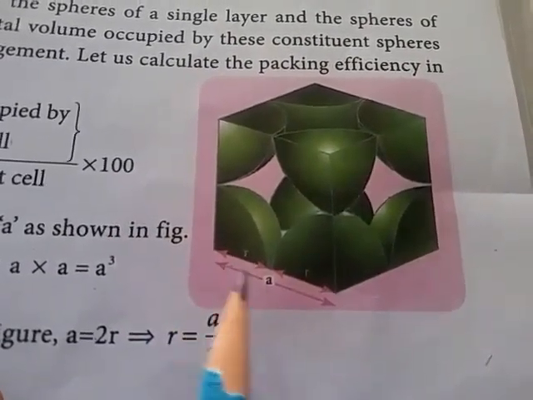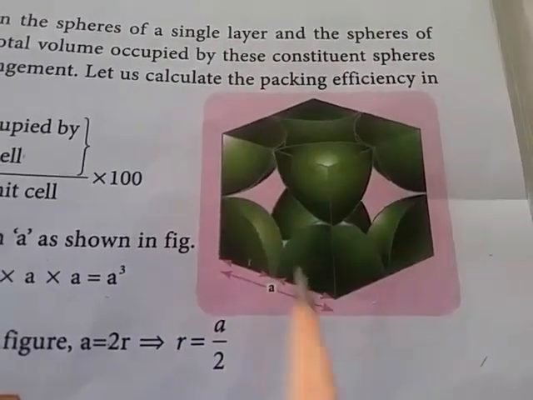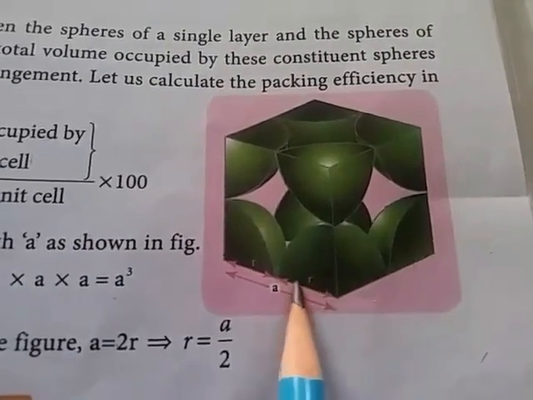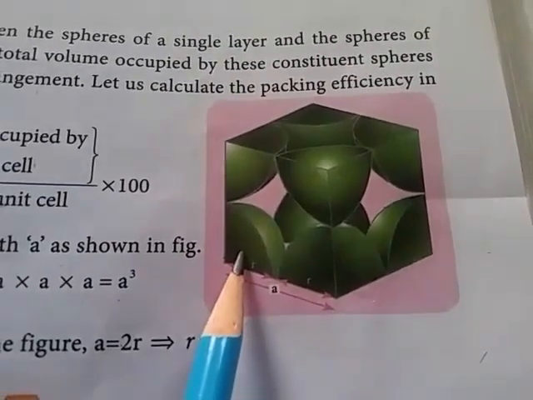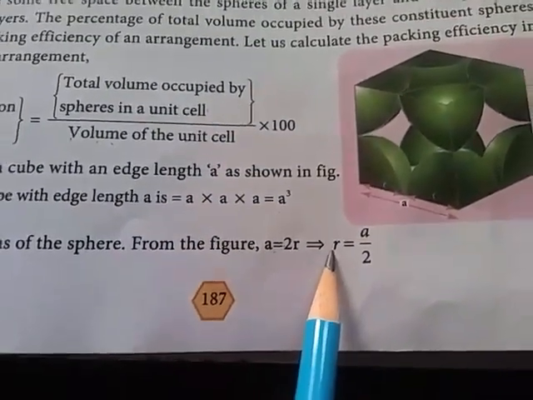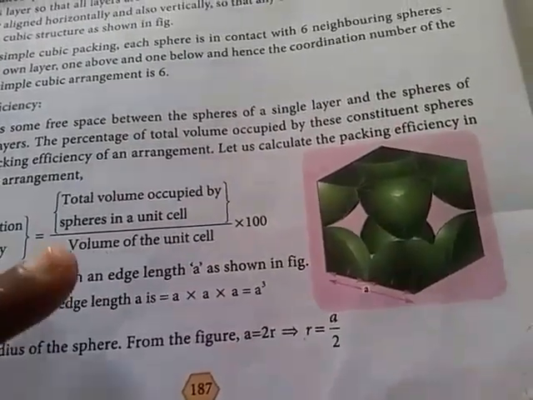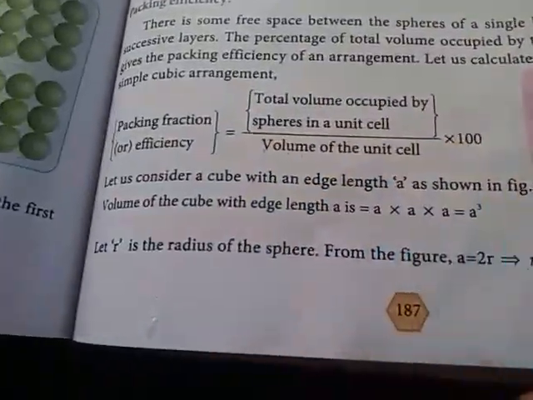Now, if we consider this is the edge length a, and here the radius of one sphere and the radius of another sphere, so a is equal to 2r. So from this, the radius is calculated as r equal to a by 2. Now, volume occupied by spheres in the unit cell. So here the volume is equal to 4 by 3 pi r cube. We already know that r equal to a by 2.